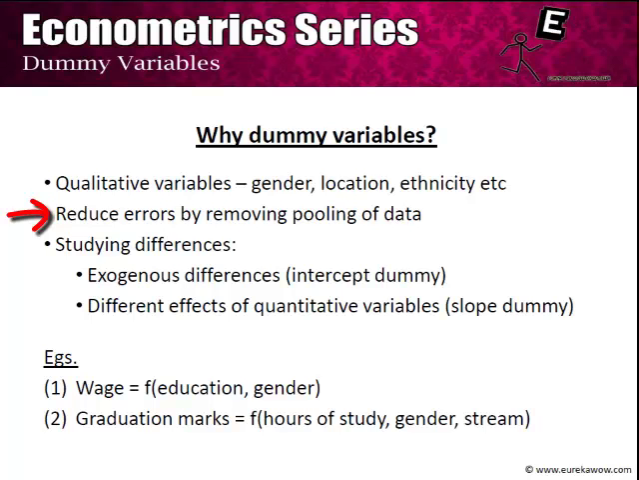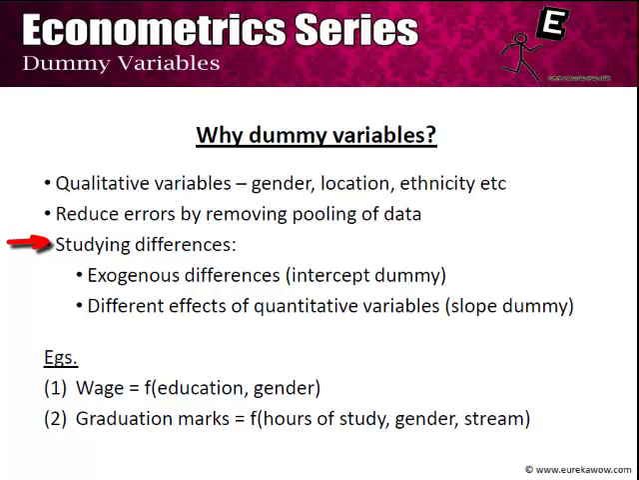Secondly, we need to reduce errors by removing pooling of data. For example, there is no reason that male wages and female wages are affected similarly by different independent variables. And hence, if we put all of these samples together without differentiating between male and female samples, then we are committing the error of pooling. It would be much better instead to take a dummy variable for gender and then study if these dummy variables are different or not.